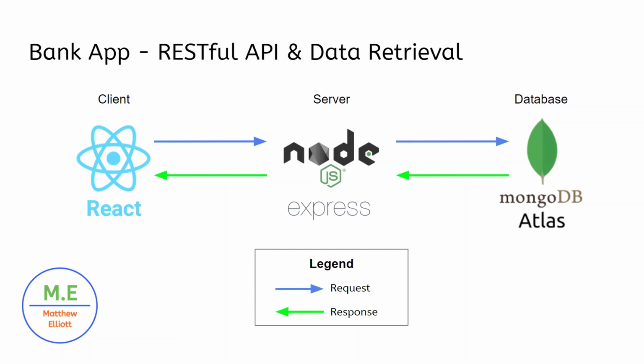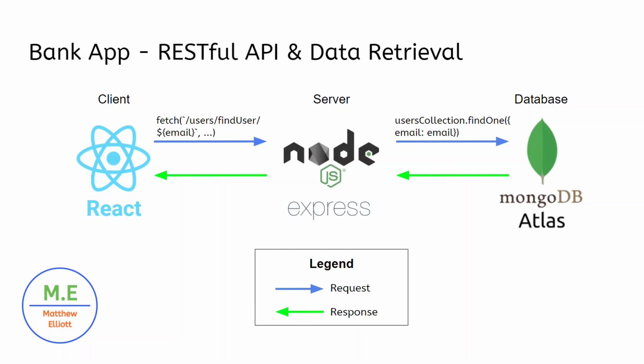So I chose to use REST API for this project, and here on the slide, we'll look at how the RESTful API and data retrieval work. The client sends out requests to the server, which is running Express. It acts as my data abstraction layer, so the app is not talking directly to the database. So the client asks the server for something.